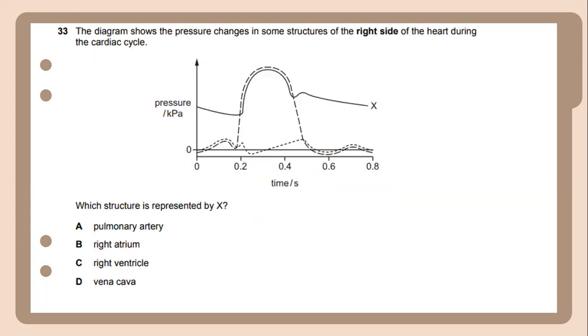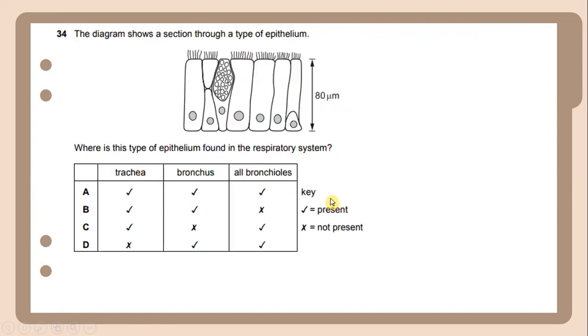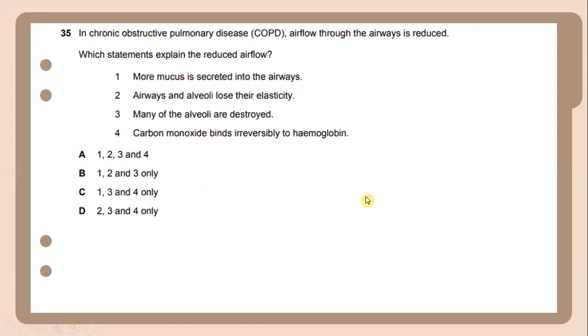The diagram shows the pressure changes in some structures on the right side of the heart during the cardiac cycle. And the X line represents the pulmonary artery. The diagram shows a section through a type of epithelium, and where is this type of epithelium found in the respiratory system? Yes, in the trachea, in the bronchus, but not in all bronchioles.